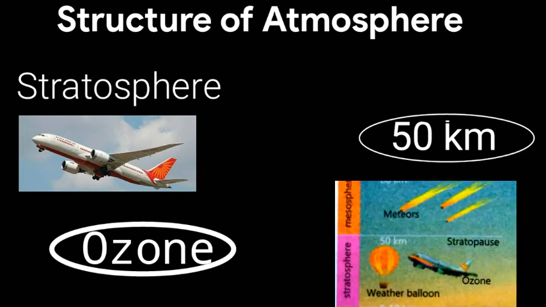The temperature in the stratosphere increases with increase in height. This is due to the absorption of the ultraviolet rays by the ozone. And at the end of this layer, the temperature decreases as we go high up in the air. The upper limit is known as stratopause, which separates the mesosphere and the stratosphere.